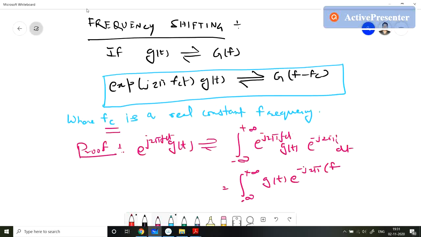So it is f minus fc into t into dt. If we just see that carefully, then it is nothing but G(f minus fc). So the Fourier transform of e raised to the power j 2 pi fct into g(t) is equal to G(f minus fc).